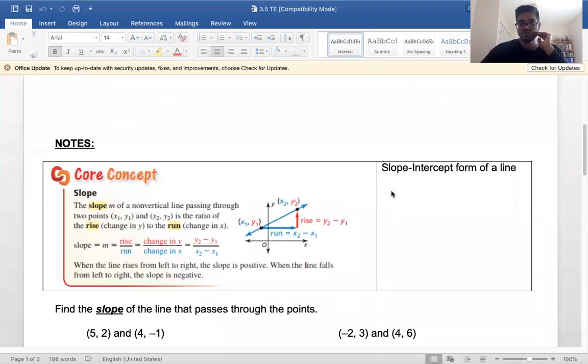So what is slope-intercept form? Some of you probably know this already, it's y equals mx plus b, where m equals your slope and b equals your y-intercept. That's what slope-intercept form is.